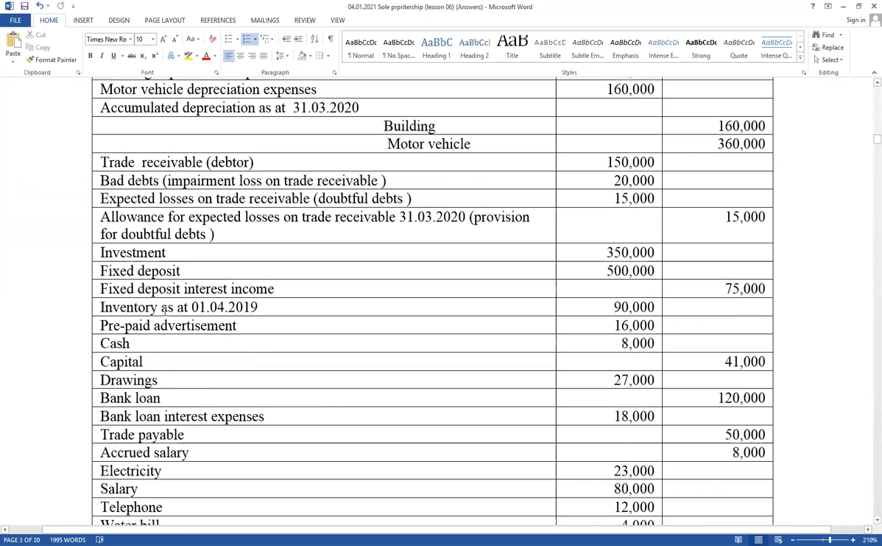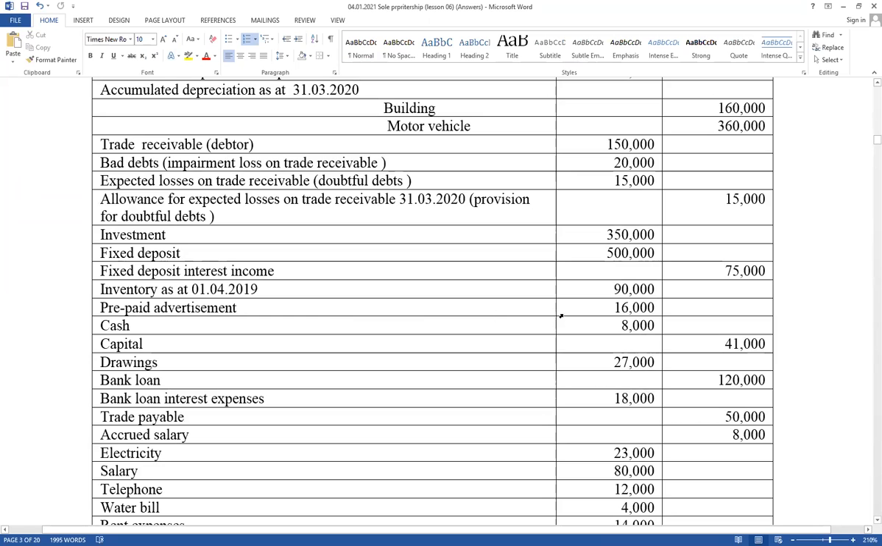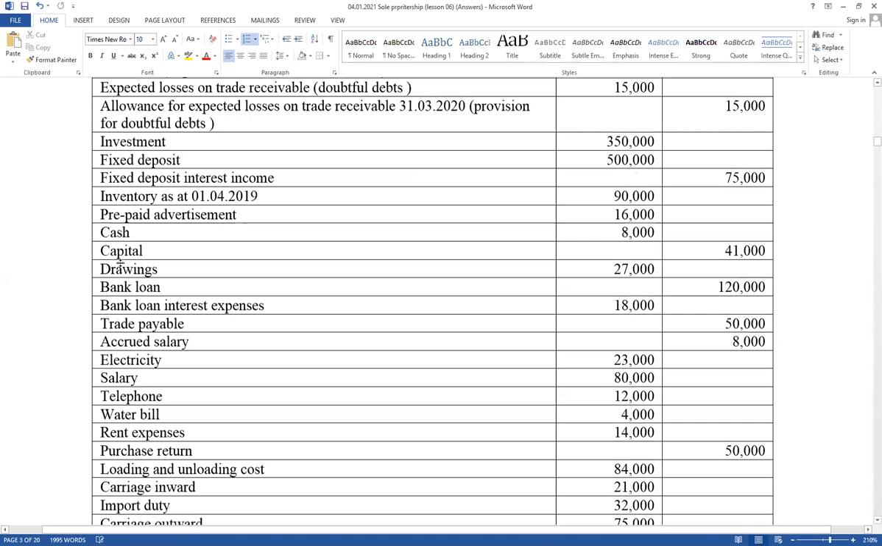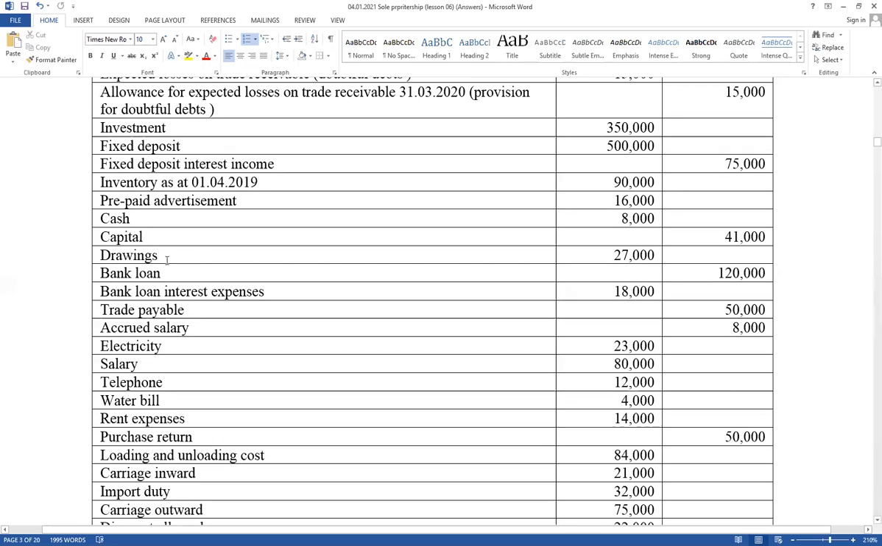Then we are given prepaid investment, prepaid advertisement, cash balance, capital account. This is in equity, and drawings is available. Drawings is also part of equity, but its effect is to decrease equity. Drawings is not an expense, but we see a debit balance, because its effect is to decrease equity.